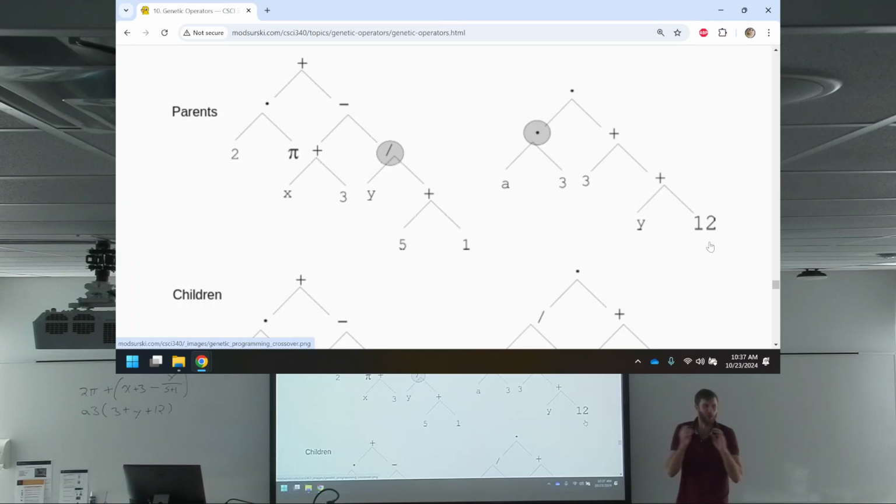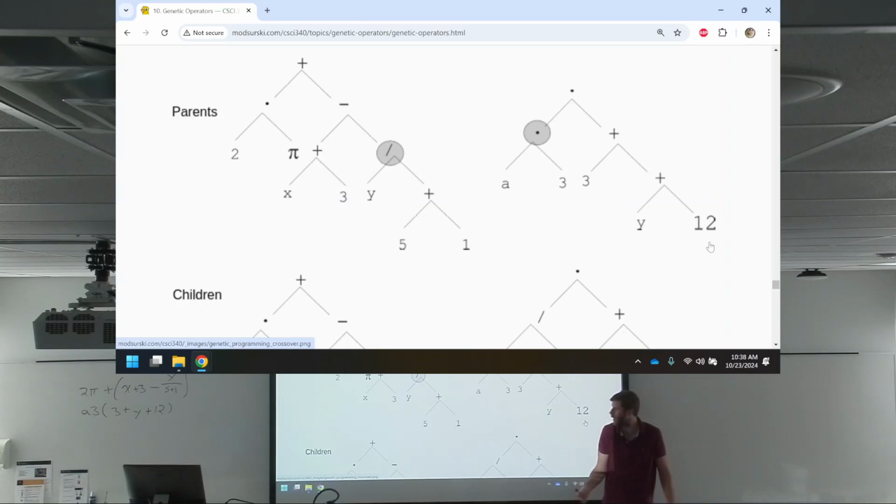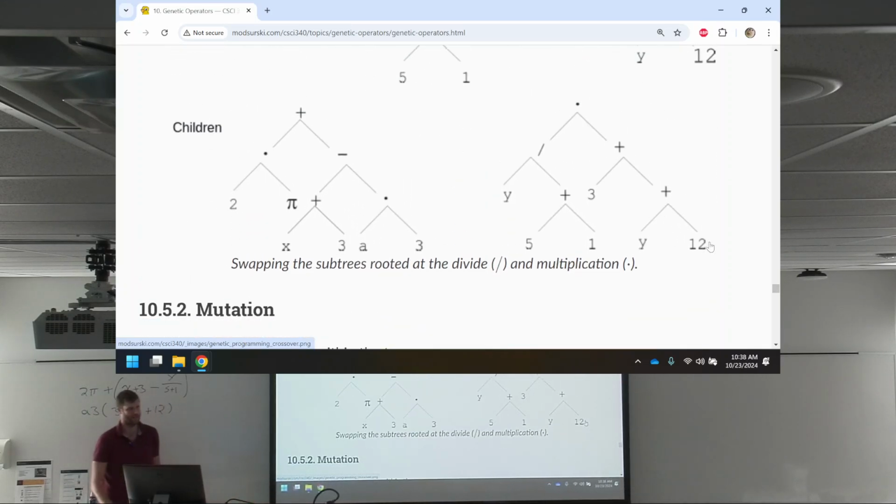Whether it is literally a number, a variable that is effectively a number, or an expression that gives me back a number, at the end of the day every one of these things is going to be evaluated to ultimately a number. So this right here, a times 3, that's going to be a number. Y minus 5 plus 1, that's going to be a number. So I can exchange these things easily. And if I were to, I'd get trees that look like this. I'm not going to write them out in terms of what they mean, but that's the idea. That's how we could do crossover on an expression like this.